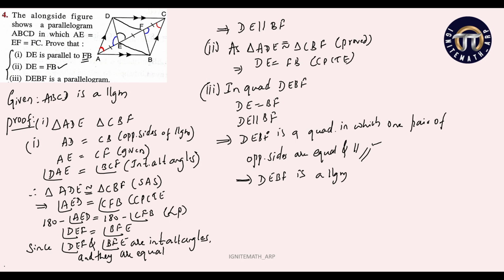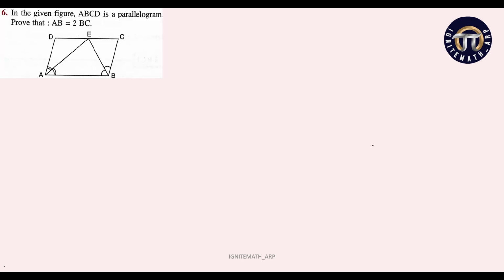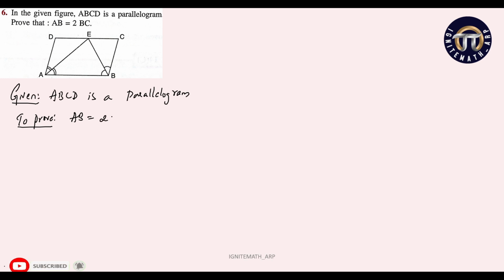Okay, so now let's move to the next one. Here in the given figure, ABCD is a parallelogram. It is given to you that it is a parallelogram. We need to prove that AB is equal to twice of BC. Clear? Right, so proof, let us see how to prove it.